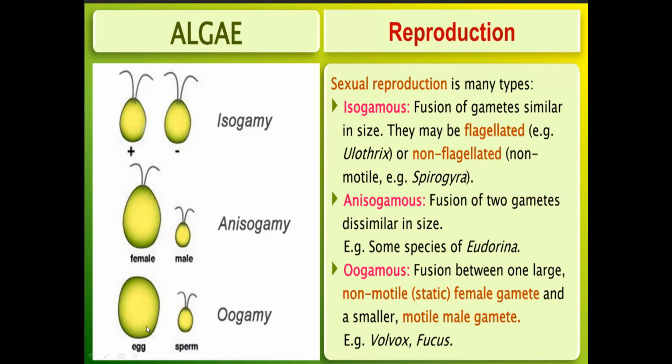Why? Everything will be there in the egg. The sperm only provides the nucleus. Rest all the cytoplasm of the egg will be used. So oogamous is fusion between one large non-motile female gamete, and always the female gamete is non-motile, whereas the male gamete will be motile. Even in humans, the sperm can move, but the egg will not move. Example, Volvox and Fucus.